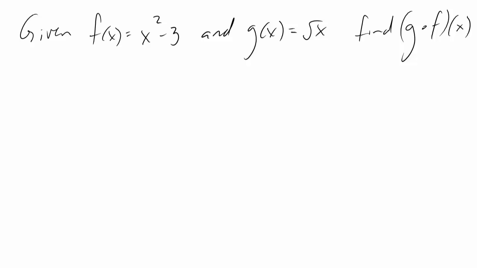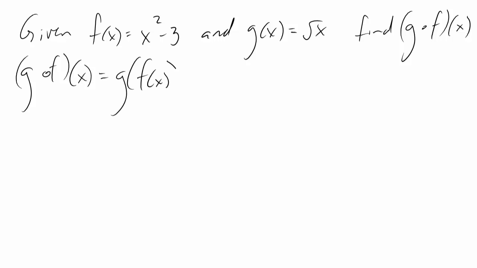We're given the function f of x equals x squared minus 3, and the function g of x is equal to the square root of x, and we want to find g composed with f of x. And g composed with f of x is equal to g of f of x.